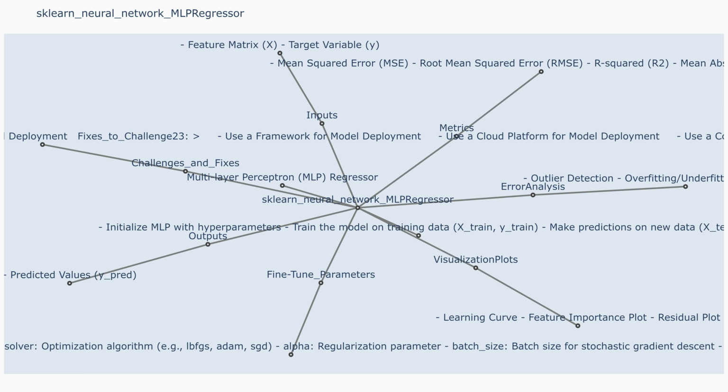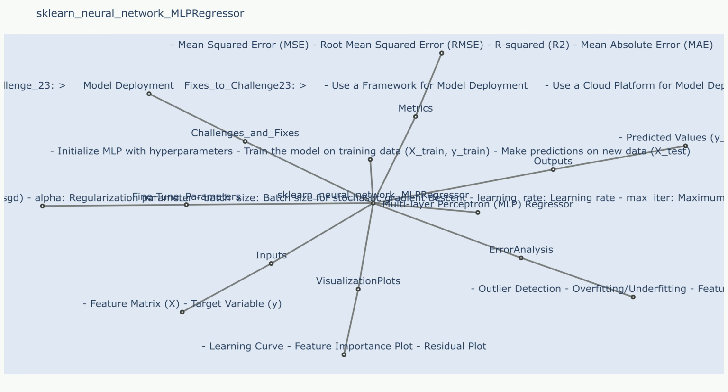It is built upon the principles of multi-layer perceptrons (MLP), where interconnected nodes (neurons) are arranged in layers. These layers include an input layer, one or more hidden layers, and an output layer. The MLPRegressor leverages backpropagation, a gradient descent algorithm, to fine-tune the network's weights and biases during training, minimizing the error between predicted and actual target values.